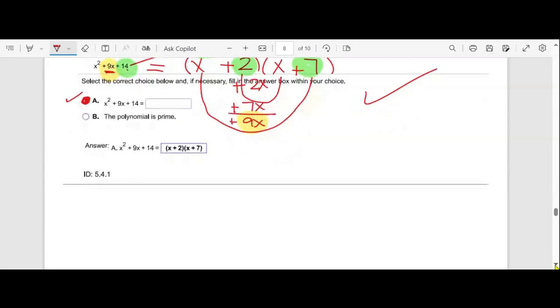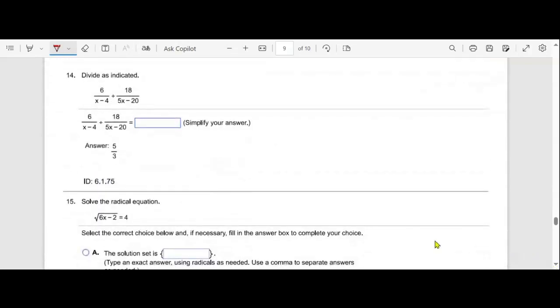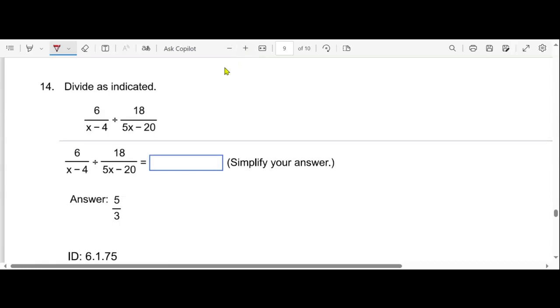All right, let's go to the next one. Who's going to read the next one? Muhammad. Number 14, divide as indicated: 6 over x minus 4 divided by 18 over 5x minus 20. So what are we going to do now? Since it's a divide, we need to change the divide to a multiplication by changing the second fraction, flipping it, meaning 5x minus 20 over 18.